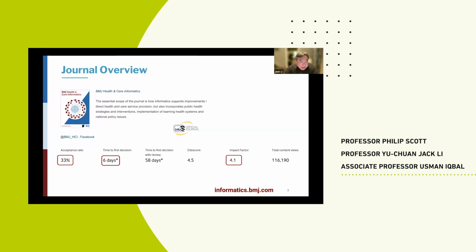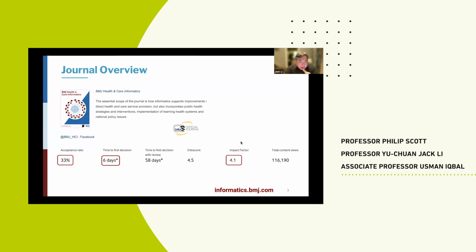BMJ HCI is a journal that's a collaboration between BMJ Publishing and BCS, and it's also now an official journal of the International Medical Informatics Association. As you can see, some of the statistics are here. We just got our impact factor a couple of months ago, and that's 4.1. It's quite fine in our field, above the top maybe 20-30%.